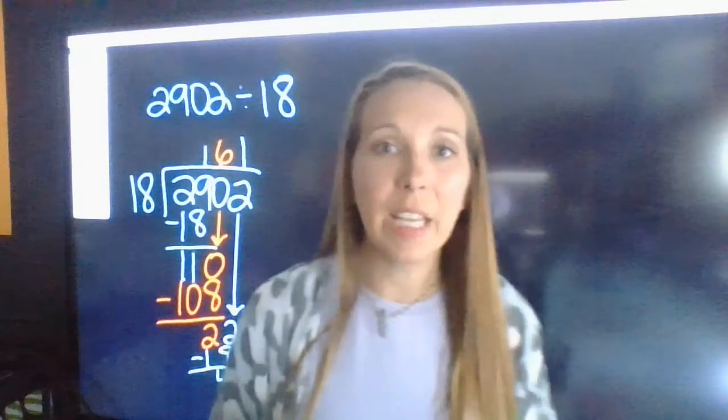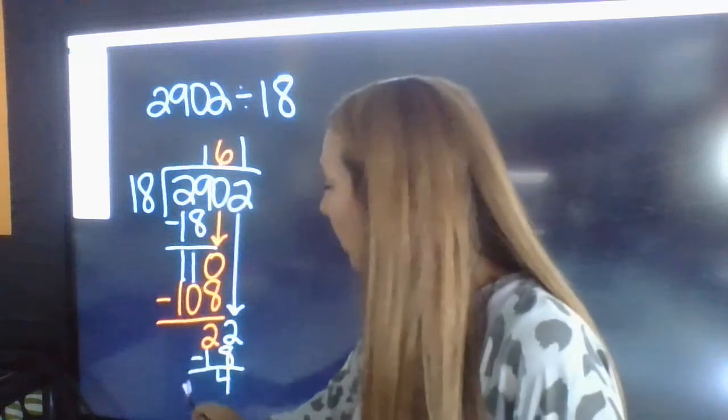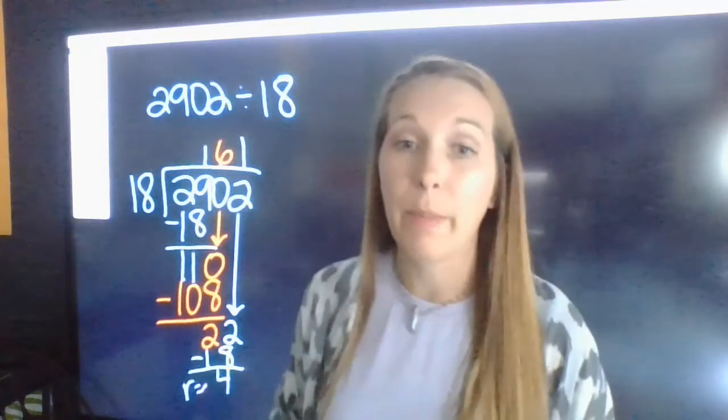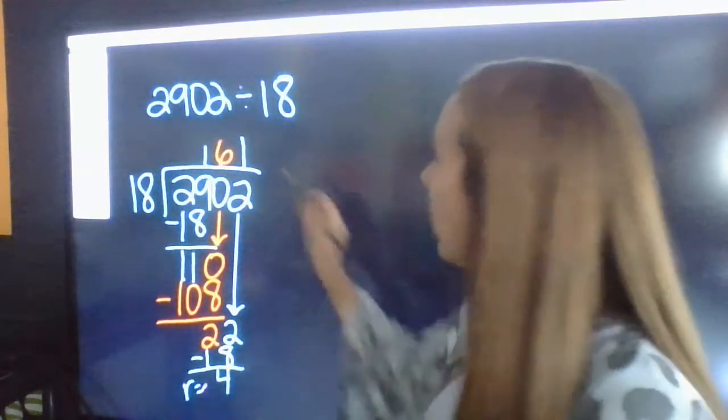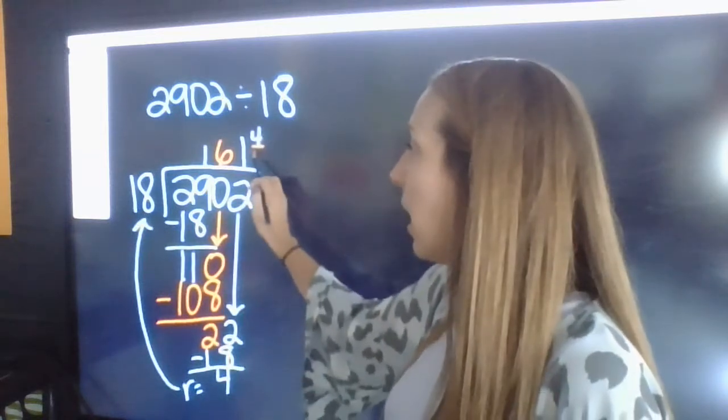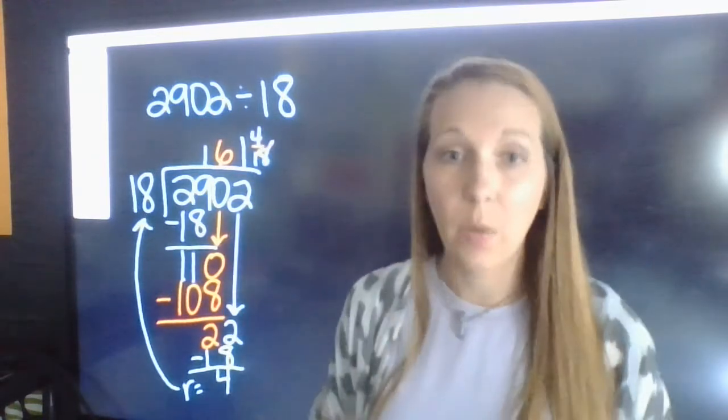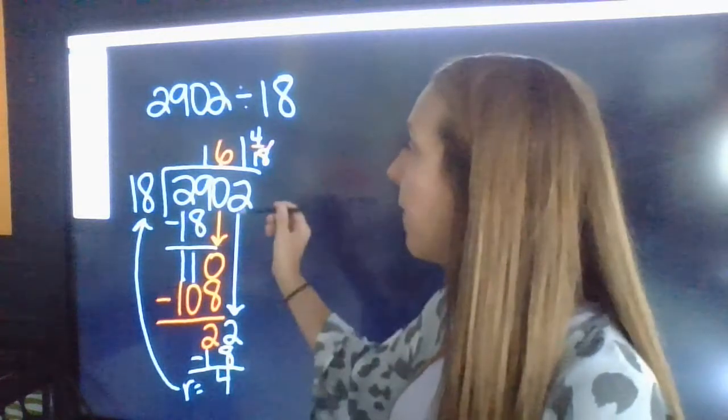Now, there's a lot of things we can do here. One of the things is make this into a mixed number. So we can take what we learned in elementary school as being the remainder, the leftovers, and we can say 161 with 4 out of 18 left and make that 4/18.